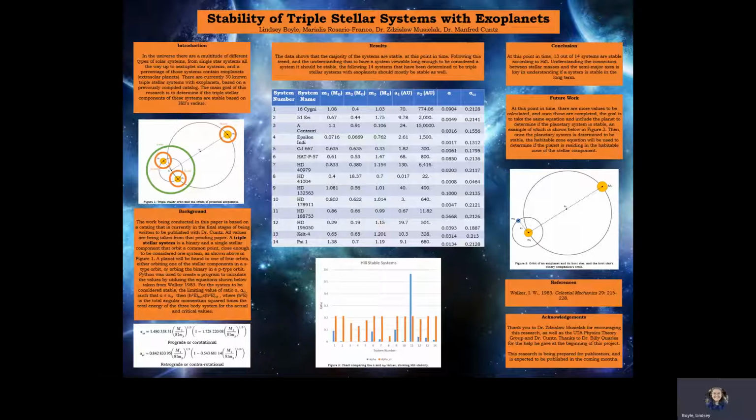In the future, there are more values to be calculated, and once the catalog has been completely compiled and everything has been referenced and checked, the goal is to take the same equation and include the planet to determine if the planetary system is stable, an example of which is shown below in Figure 3, which is actually how most orbits are, looking at how they are set up. Then, when the planetary system is determined to be stable, the habitable zone equation will then be used to determine if the planet is residing in the habitable zone of the stellar component or its host star.